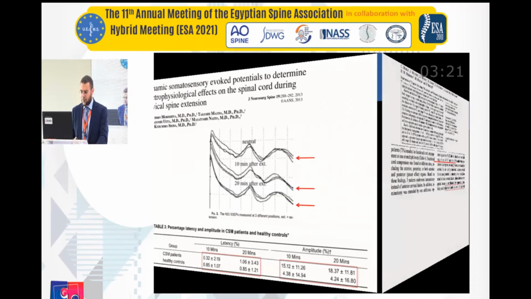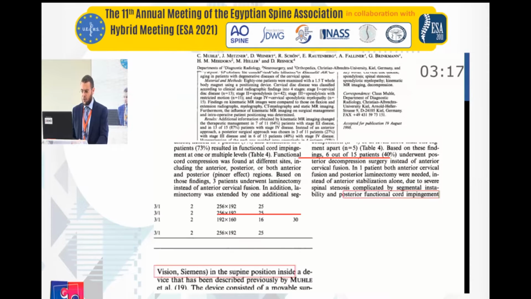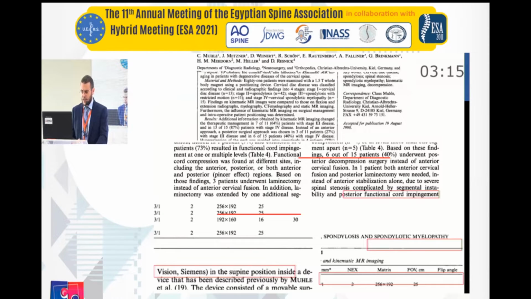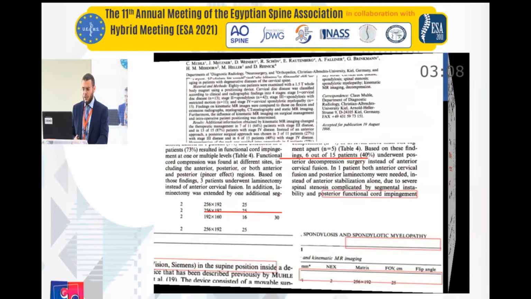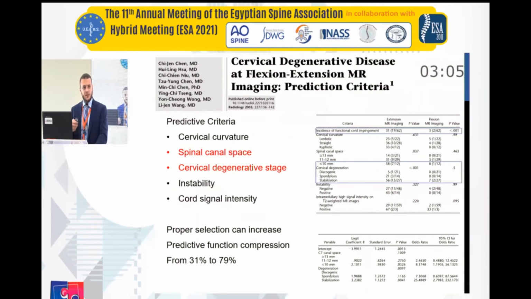Again, this is another study looking for the significance of functional cord compression with extension. It's not clear here, but they show that a lot of surgeons changed their mind and their decision after they did a dynamic or flexion extension MRI. So what's the predictive criteria? Does any patient need a dynamic MRI, or is there a selective type of patient?